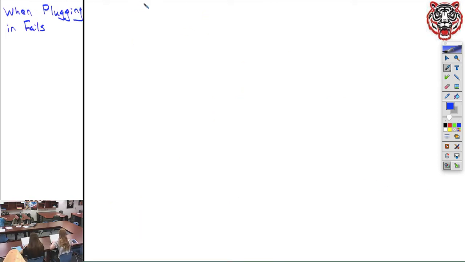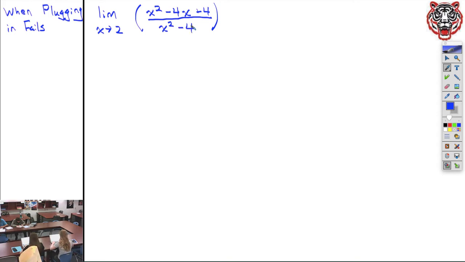This now is when that's not going to work. Here we go. This new limit: limit as x approaches 2, and the function here is going to be kind of big, so it's going to take up some room. It's going to be a fraction. The numerator is going to be x squared minus 4x plus 4, in giant parentheses. And the denominator, the bottom, is going to be x squared minus 4.